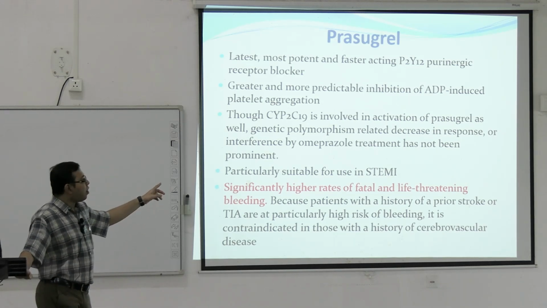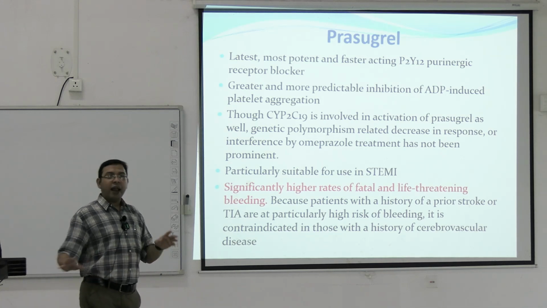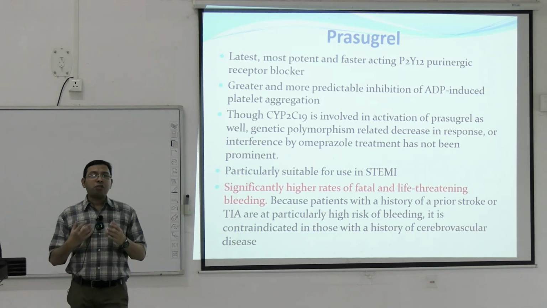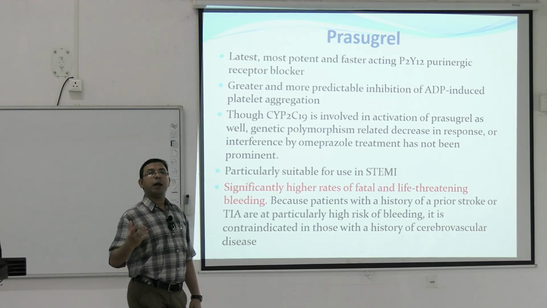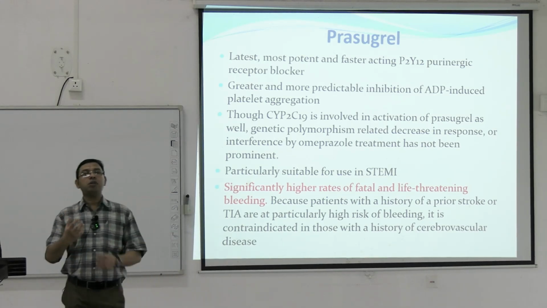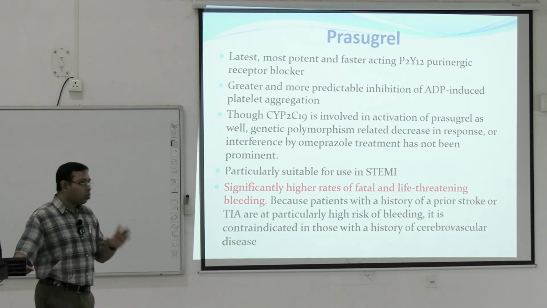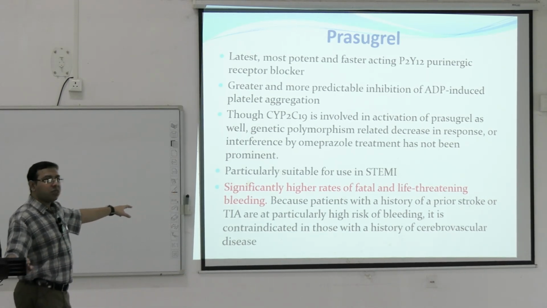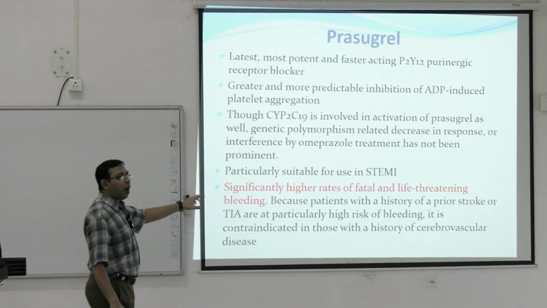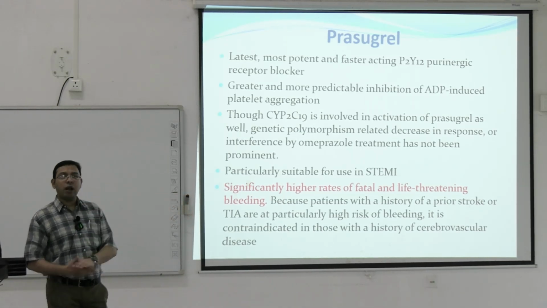Significantly higher rates of fatal and life-threatening bleeding have been observed by recent studies. That's why even if prasugrel is the most potent purinergic receptor blocker, its usage is lesser than that of clopidogrel. Nonetheless, prasugrel is also used now. Patients with a history of stroke or transient ischemic attack are at particularly high risk of bleeding. It is contraindicated in those with a history of cerebrovascular disease.